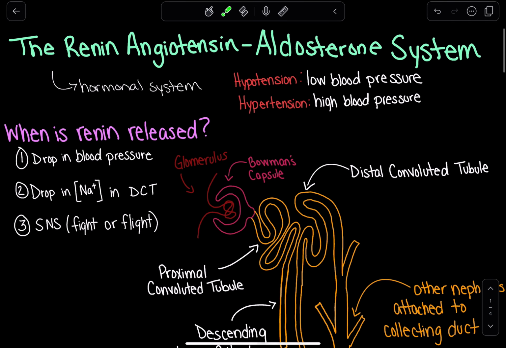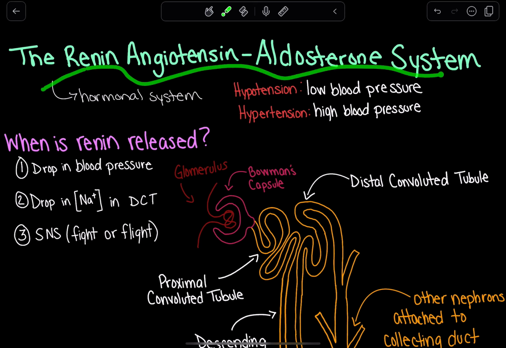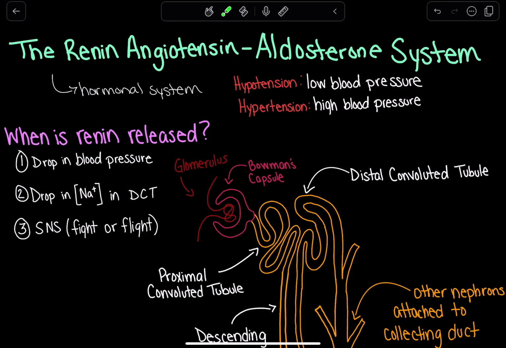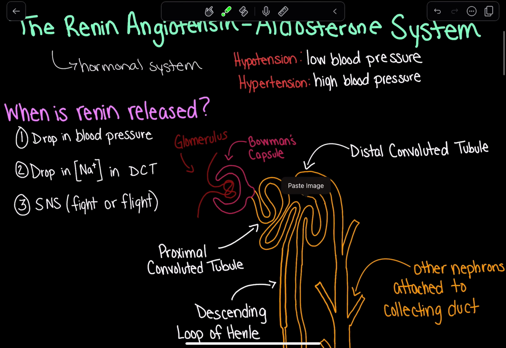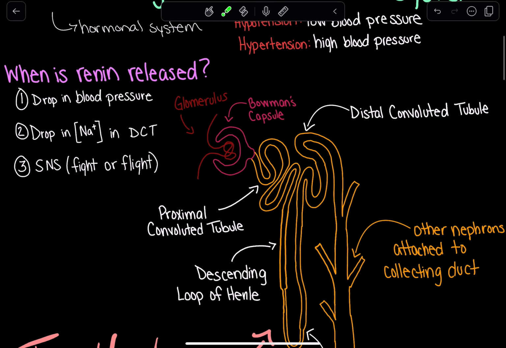And that brings us to our question of when is renin released? This essentially means when is our renin-angiotensin-aldosterone system going to occur, and why is it going to occur? Well, the system is going to occur in times of hypotension. So it's going to occur when we have low blood pressure or low blood volume. And how do we detect that?